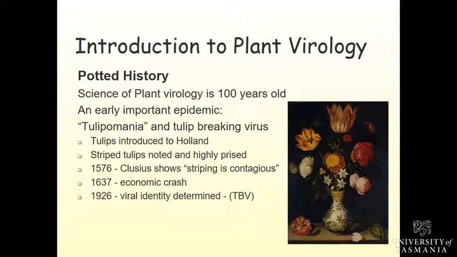It kind of roughly coincided with the Dutch scientist Clusius, who showed that this stripy business is actually contagious. It's not a genetic variant. It's not some weird variety. It's actually something you can transfer. He cut a core through an infected bulb and put that core into a healthy bulb, and all of a sudden both bulbs were producing stripy flowers. And he's going, oh, so we can make these.